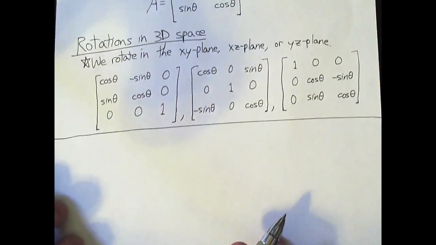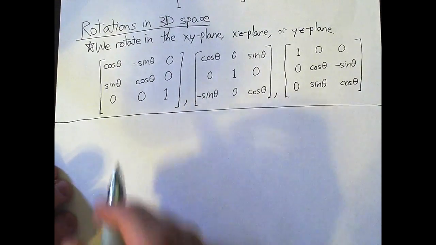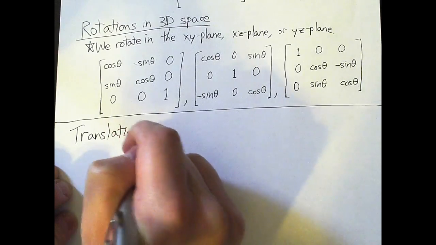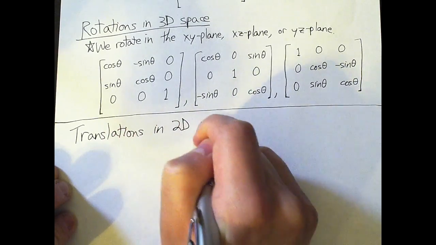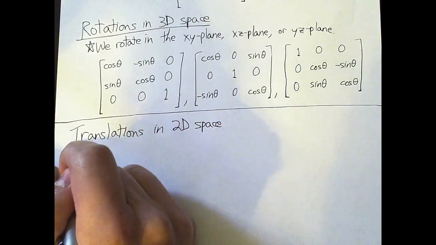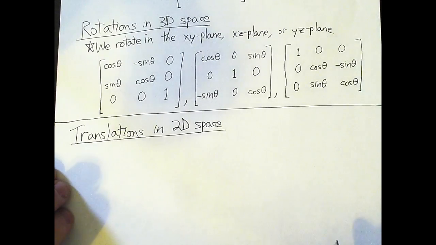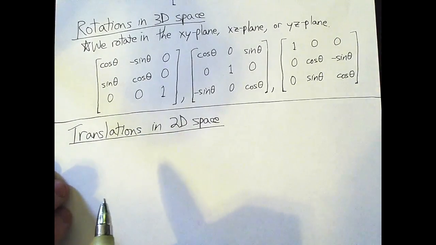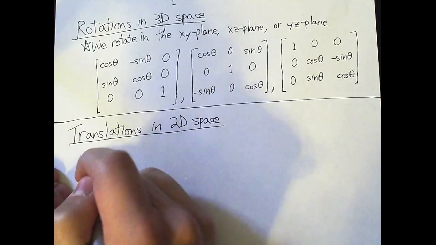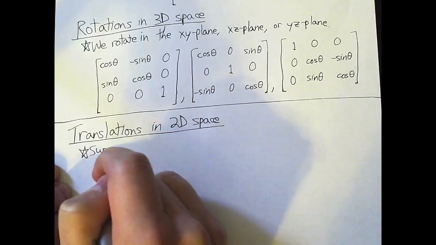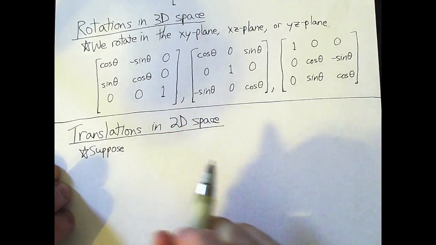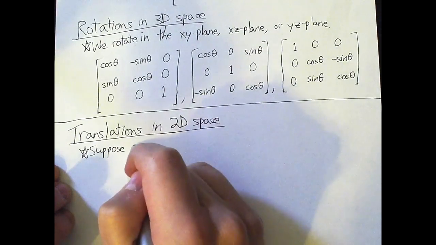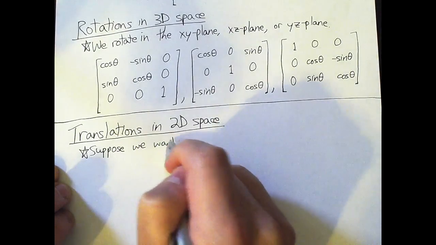There's another type of movement that we might want to do for two-dimensional objects and three-dimensional objects, and this is translations. Let's talk about translations in two-dimensional space. You know that when you learned about graphing back in an algebra class, you learned about graph transformations, and translating an object is like moving it horizontally or vertically. A lot of times that's the first one you learn about, and I've actually saved it for last this time.